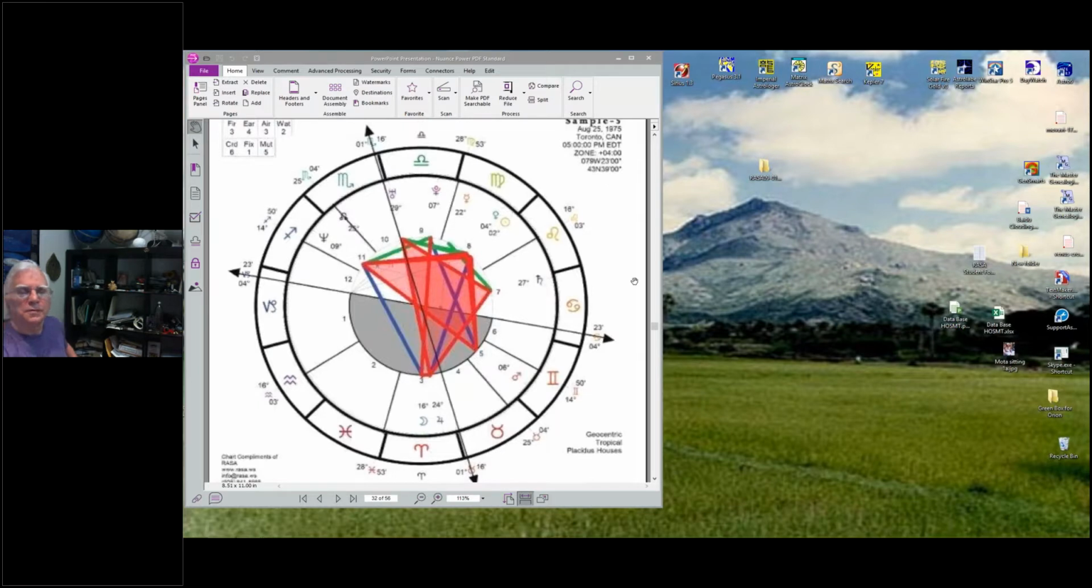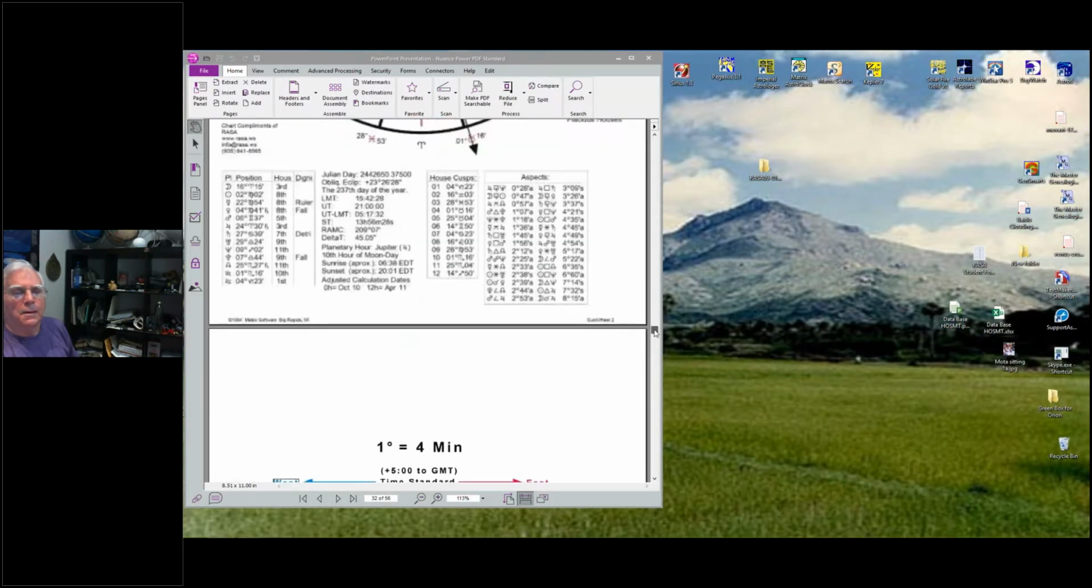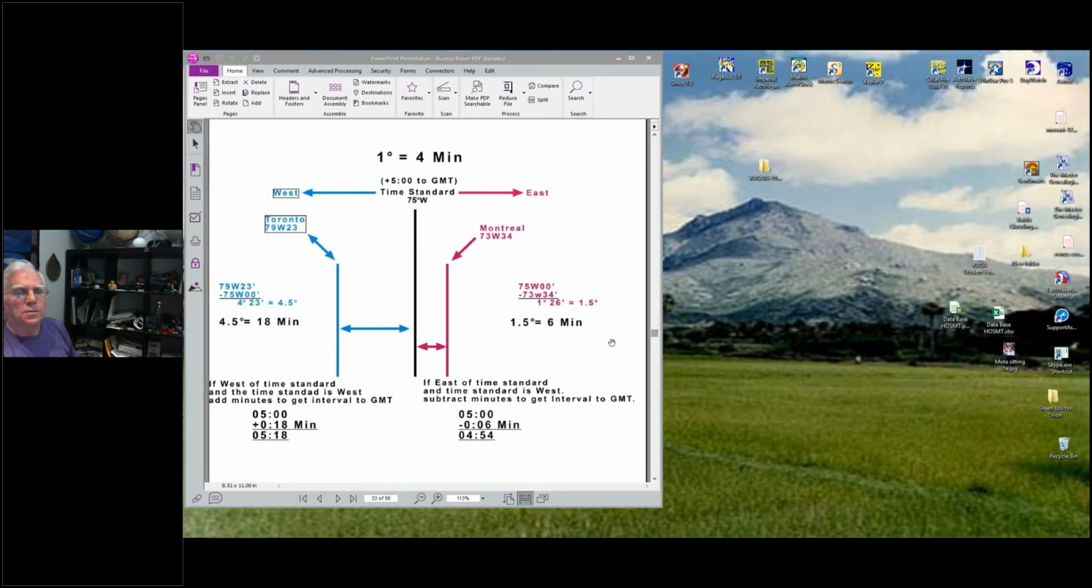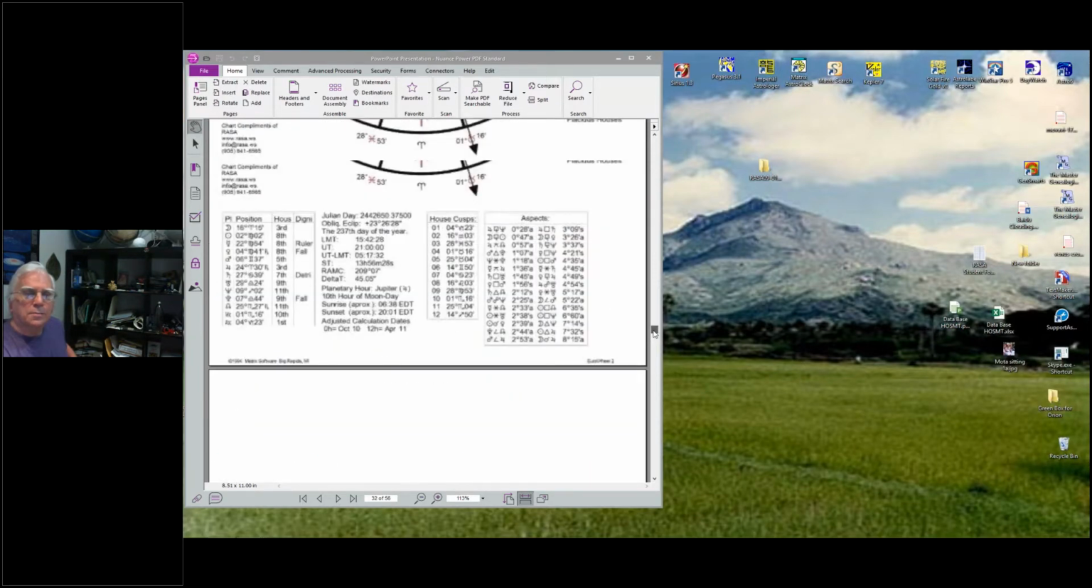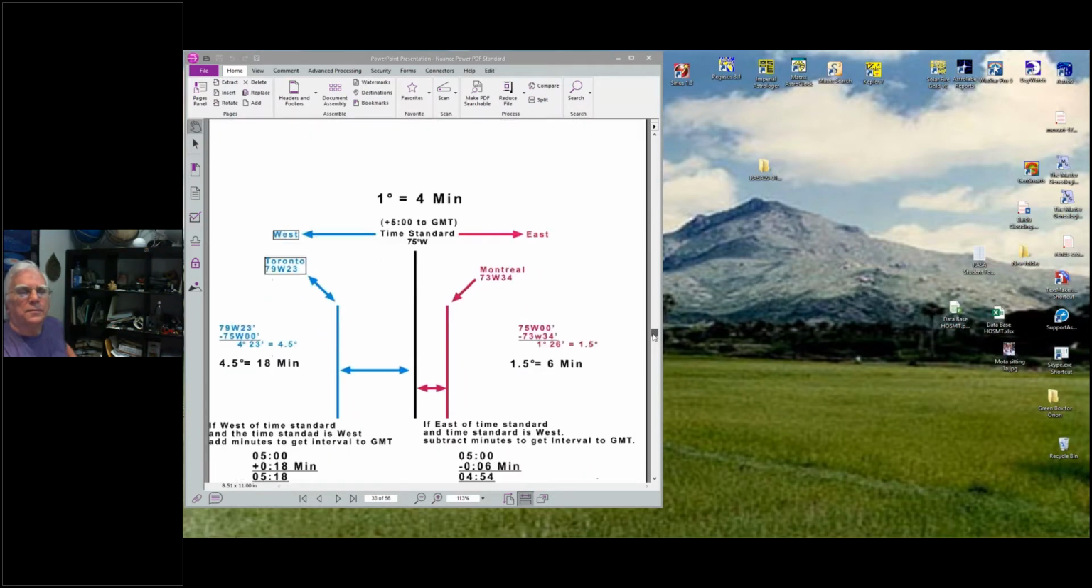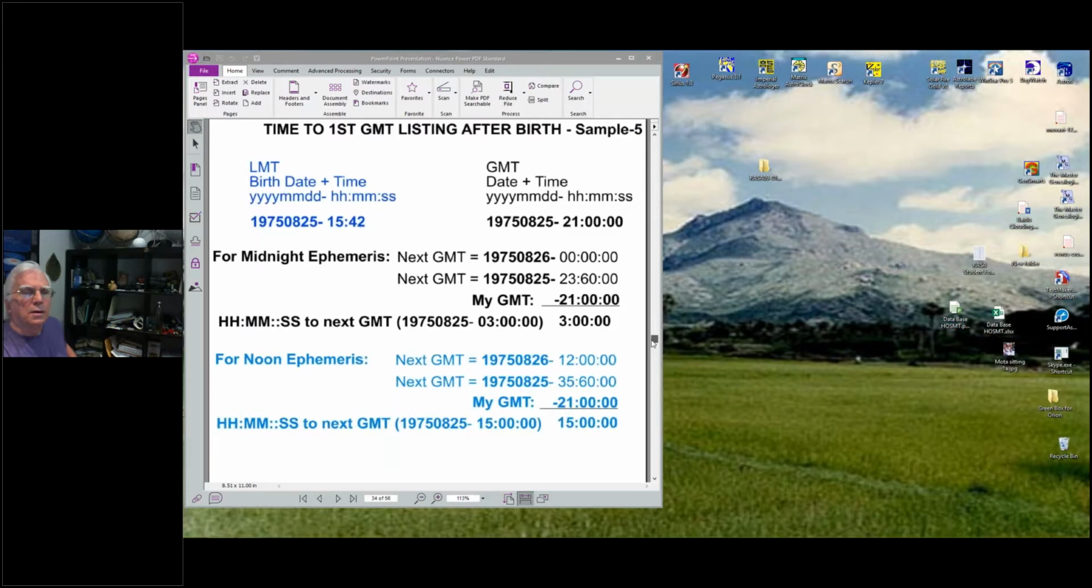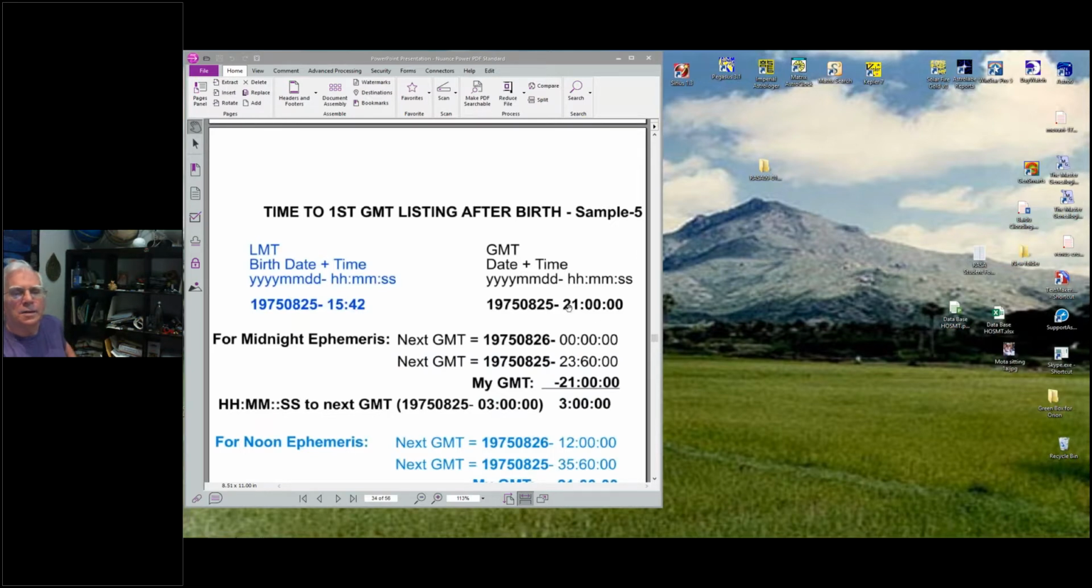Next example, Toronto, August 25th. We've done a few examples of Toronto. So it's 5 p.m. Eastern Daylight Time. So if it's daylight time, take off the hour right away. Again, it's Toronto, so it's got that 18 minutes away from the time standard. So 5 o'clock becomes 4 o'clock standard time, and local mean time is 3:42. And in England, that would go over to 21 hours. You add the 5 hours and 18 minutes.